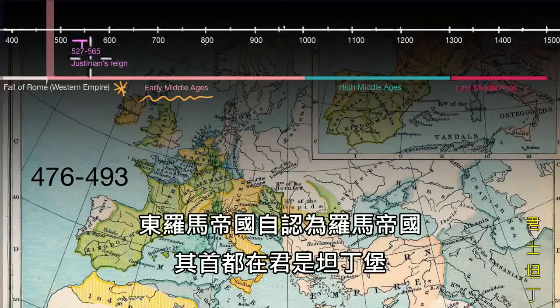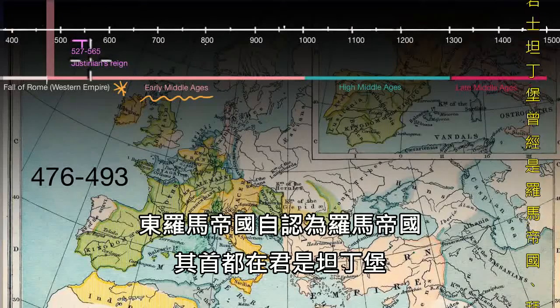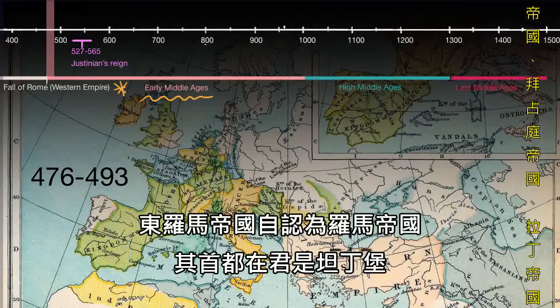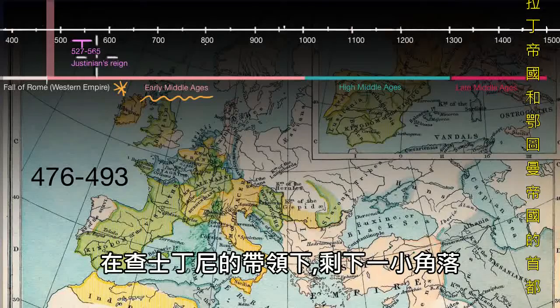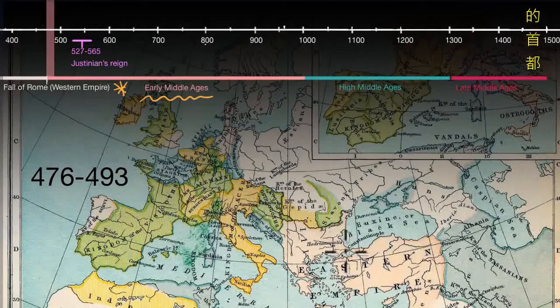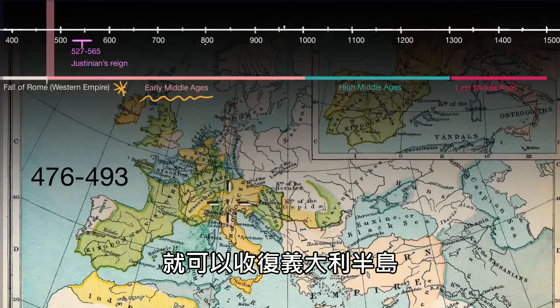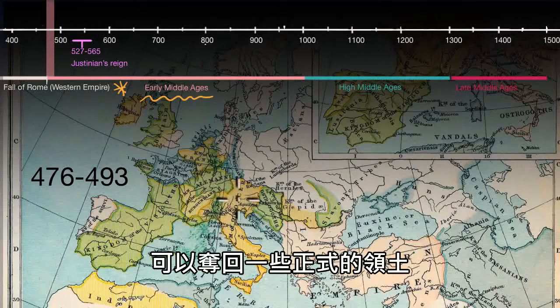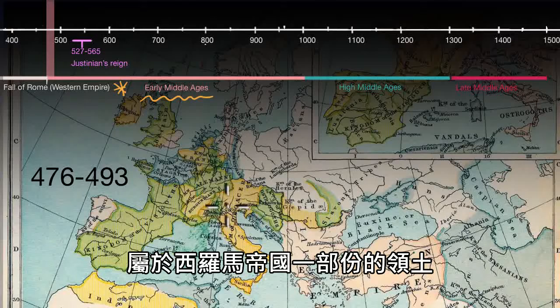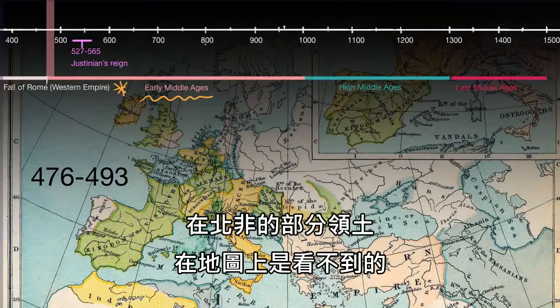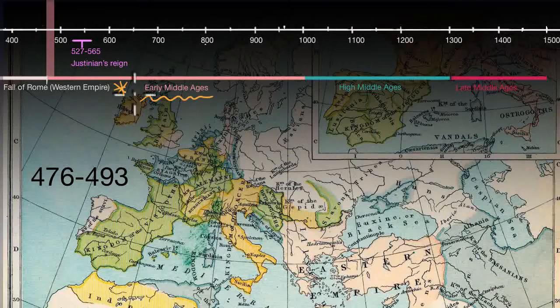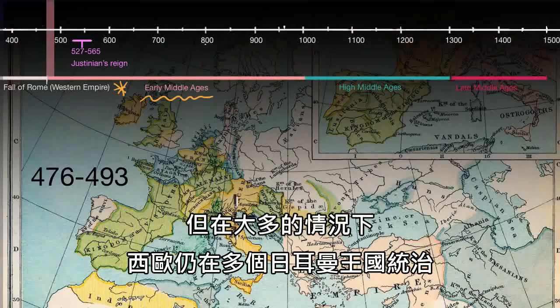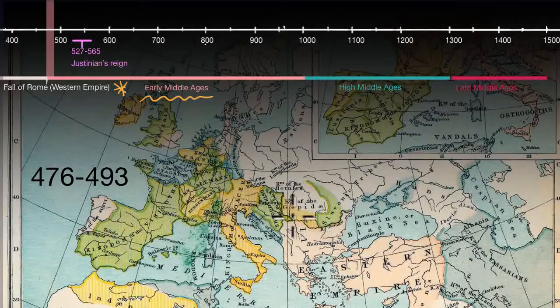Now, the Eastern Roman Empire, which considers itself the Roman Empire, its capital at Constantinople, under Justinian has a little bit of a last hurrah and is able to recapture the Italian peninsula. So it's able to recapture some of the territory that was formerly part of the Western Roman Empire, some of the territory in North Africa that you don't see on this map. But for the most part, Western Europe stays under the control of various Germanic kingdoms.